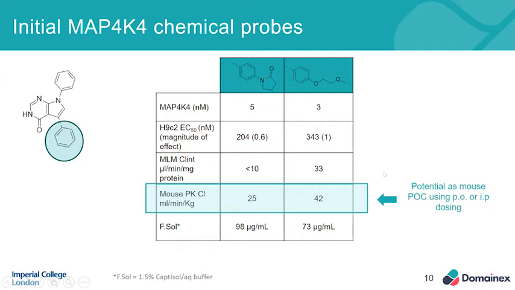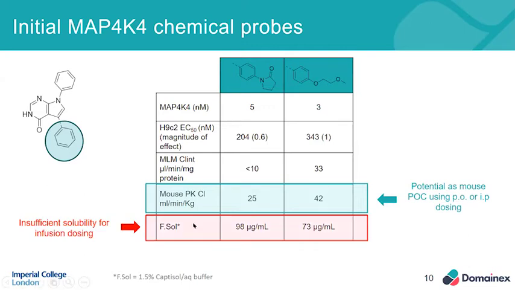So at this stage, we thought we may well already have some compounds that might have potential to be used in proof of concept studies in mice, either by PO or IP dosing. However, even after formulation, we could really only get solubility of about 100 micrograms per mil. So we didn't really have sufficient solubility for infusion dosing for large mammal studies.